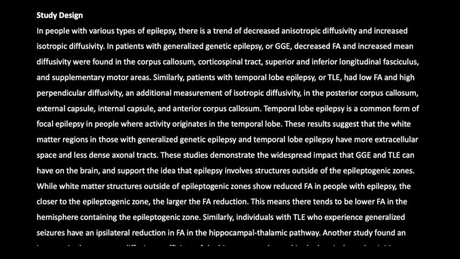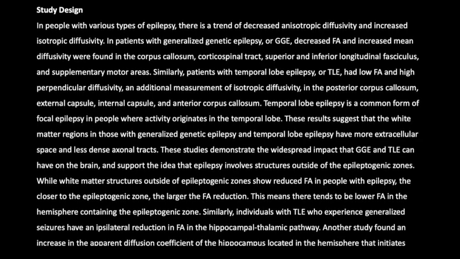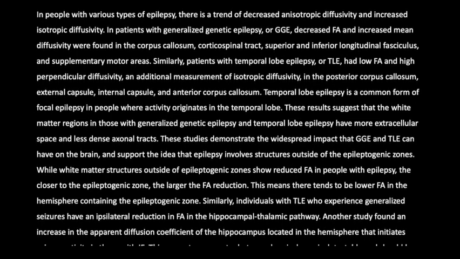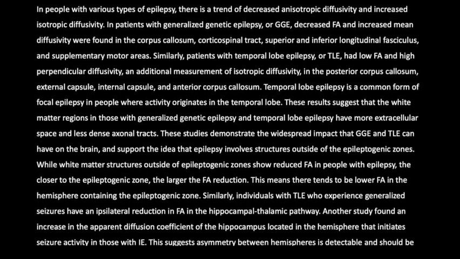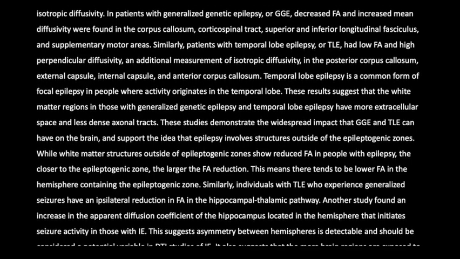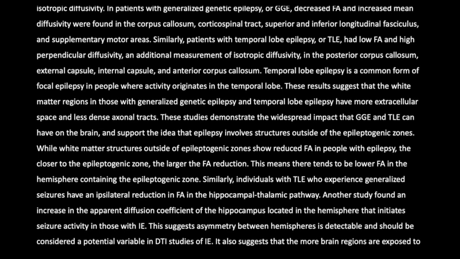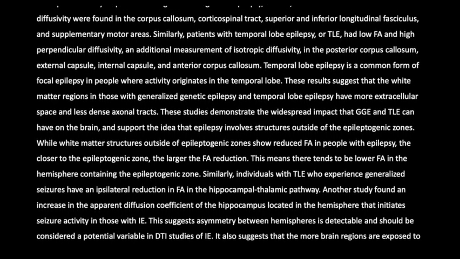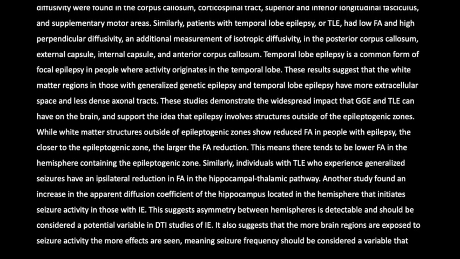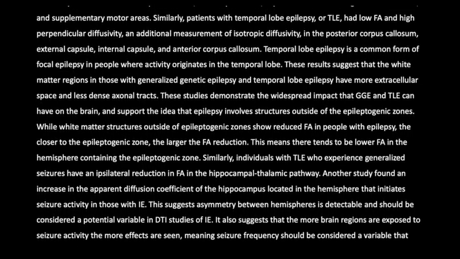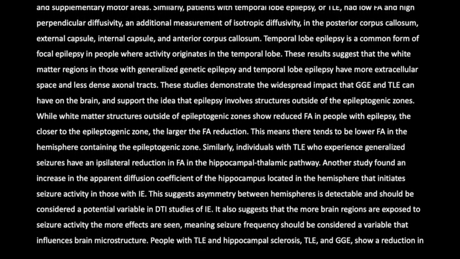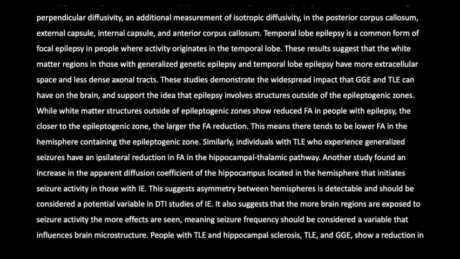Similarly, patients with temporal lobe epilepsy, or TLE, had low FA and high perpendicular diffusivity, and additional measurement of isotropic diffusivity in the posterior corpus callosum, external capsule, internal capsule, and anterior corpus callosum. Temporal lobe epilepsy is a common form of focal epilepsy in people where activity originates in the temporal lobe. These results suggest that the white matter regions in those with generalized genetic epilepsy and temporal lobe epilepsy have more extracellular space and less dense axonal tracts.